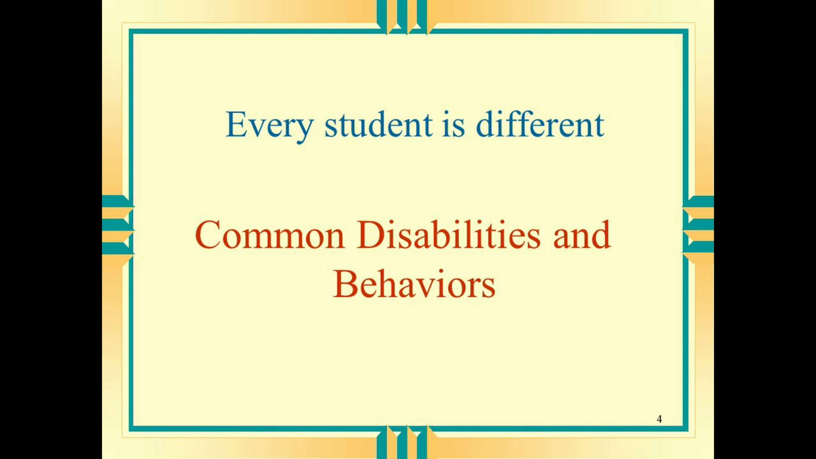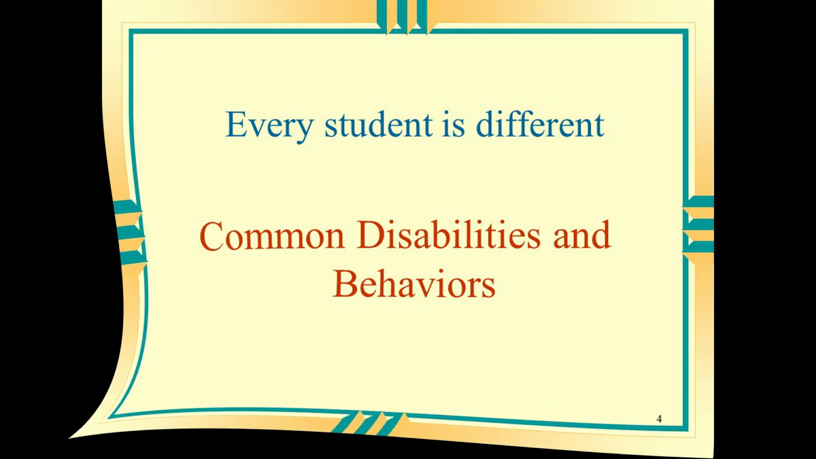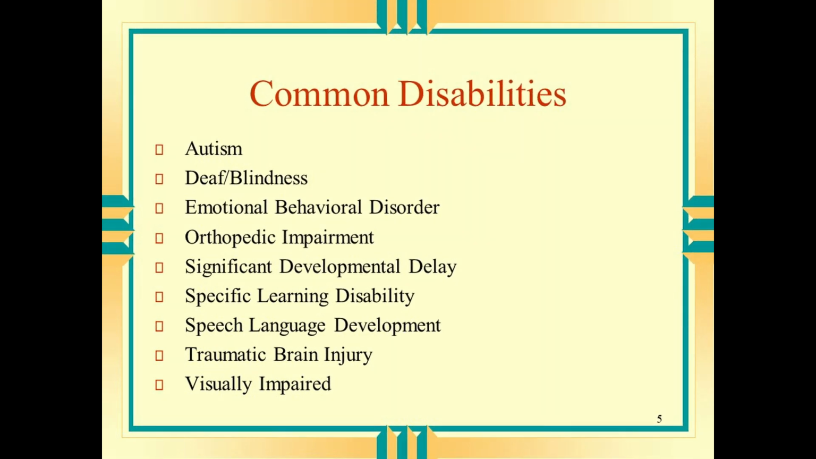Now we're going to go over some common disabilities and behaviors of special needs students. In this section, we will go over some common disabilities of special needs students. They will include autism, deaf-blindness, emotional behavior disorder, orthopedic impairment, significant developmental delay, specific learning disability, speech-language development, traumatic brain injury, and visually impaired.